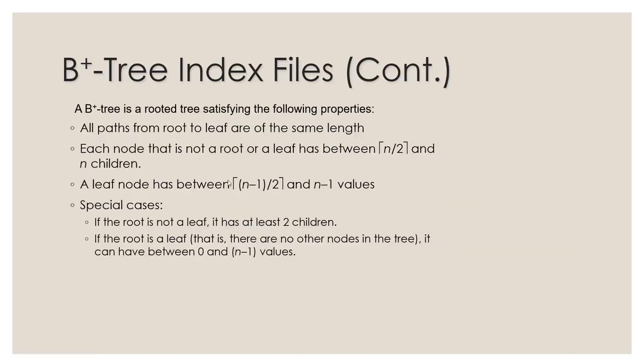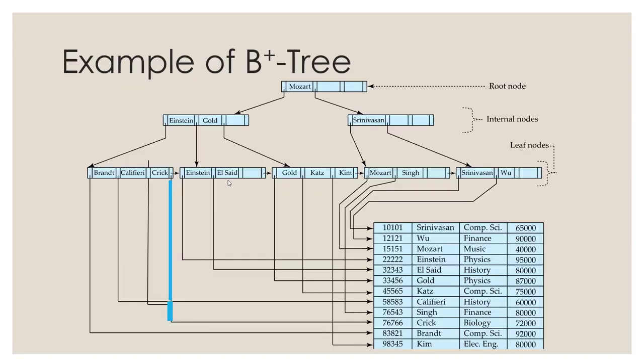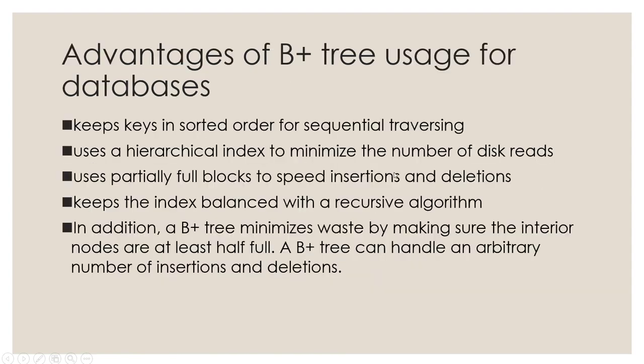Okay, a B plus tree is a rooted tree that satisfies the following. All the paths from the root to leaf are the same length. That means from the root to the leaf, it doesn't matter which way you go, it's always going to be the same length, right? 1, 2, 1, 2, 1, 2, 1, 2, and so on. Okay?